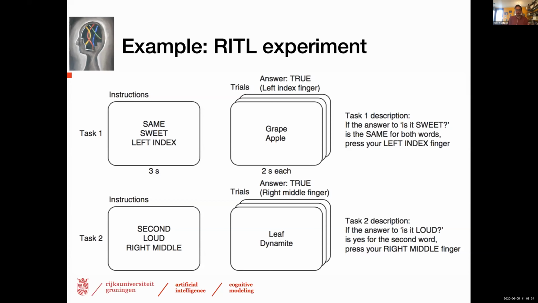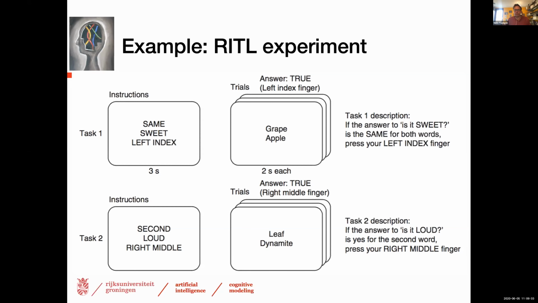So they have to prepare a new task given these 3 words, and then they actually see words and they have to do the task. Now, each of these 3 words, so same here in the example, same, sweet, and left index, are from a set of 4. So there are 4 possible words like same, so second in the second example. There are 4 possible attributes and 4 possible fingers that you can press.